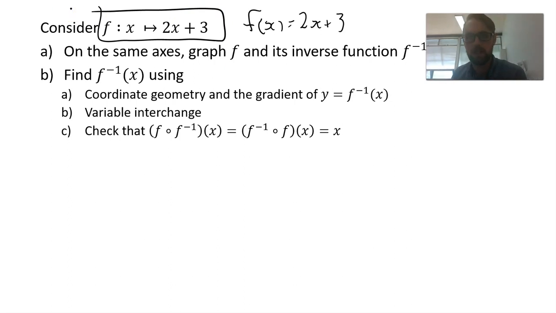All right, we're not to worry too much about it. It looks complicated, but just what we're doing now. So on the same set of axes, graph f and its inverse function, f to the negative 1. Okay, so we also remember that in our last video we discovered that f to the negative 1 of this function was equal to x minus 3 over 2. Okay, so we're going to graph those on the same set of axes.